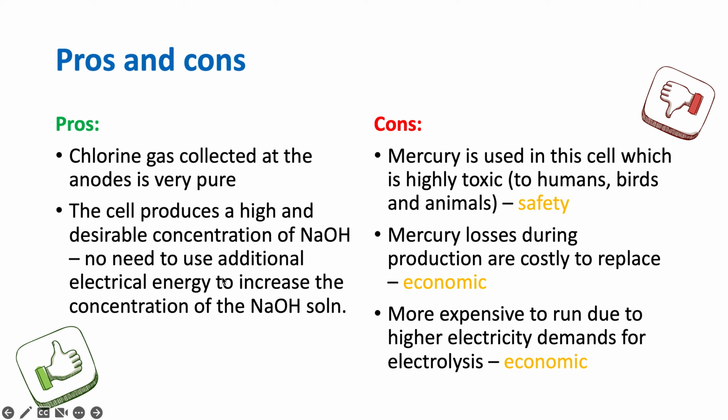Some cons include the fact that mercury is used in the cell, which is highly toxic. So this poses a safety risk to humans, birds, and animals. Mercury losses during production are costly to replace, and this is an economic issue. And another economic issue is that it's more expensive to run due to higher electricity demands for electrolysis.